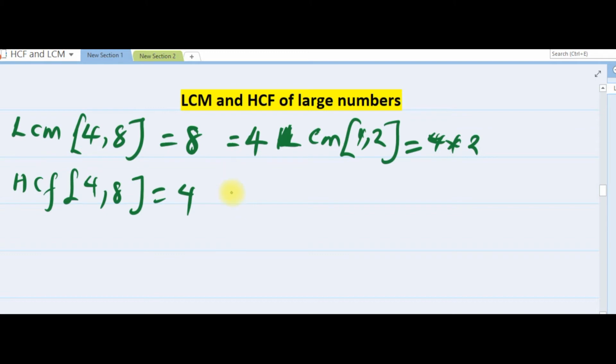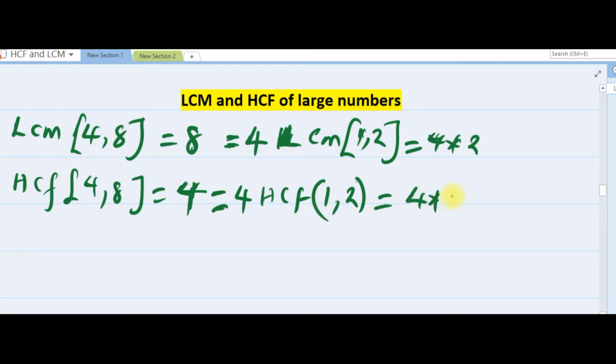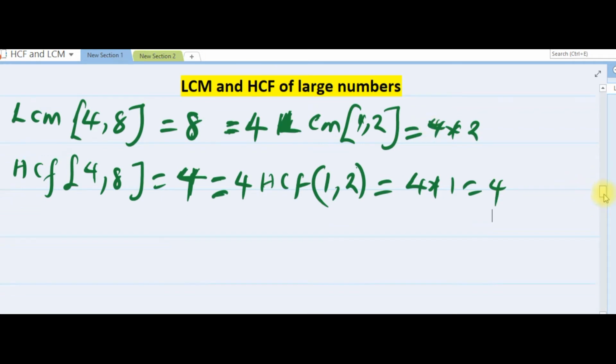So it's a very nice method also. Once you are given very large numbers, there must be something inside that is common. So you factor. The same way now, what is common is 4, then the HCF of 1 and 2. And what's the HCF of 1 and 2? 1. So 4 times 1, the answer is 4. So with this method, we can find the LCM and HCF of large numbers.